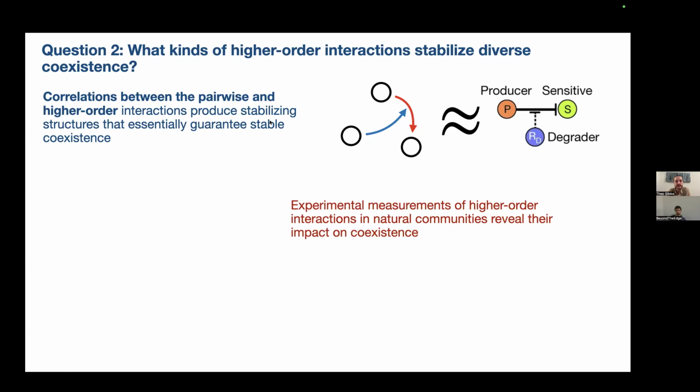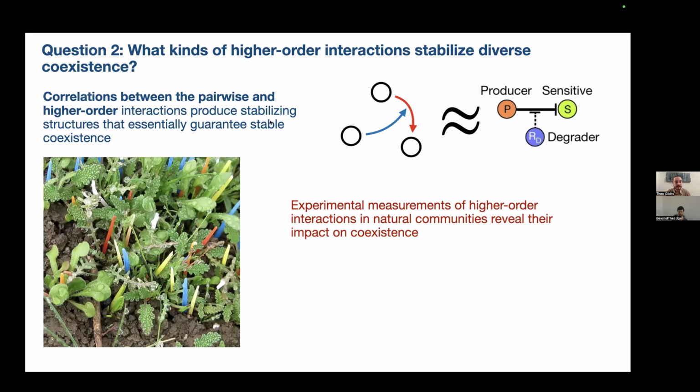So I think what this necessitates is that we really need experimental measurements of higher order interactions in natural communities to reveal their impact on coexistence, right? Do the experimental systems look more like the unstructured world, where the higher order interactions likely don't contribute to coexistence? Or do they have some specific structures that we can identify and compare to the pairwise interactions and suggest, oh, they're within this other correlated world where they're likely to be good for coexistence?